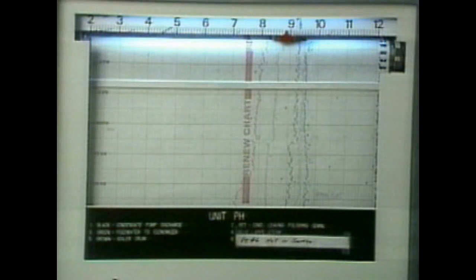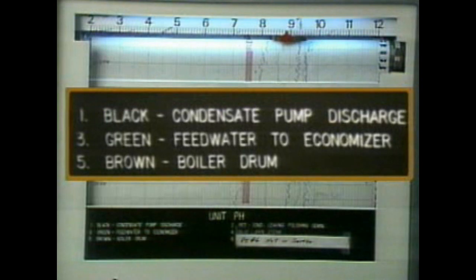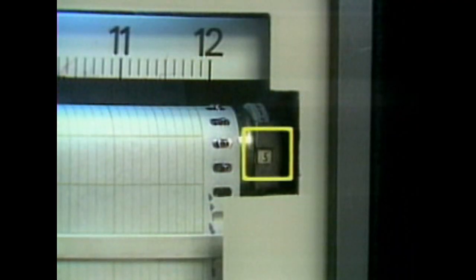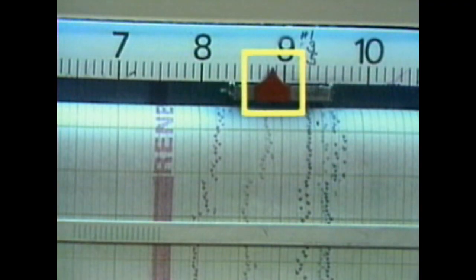On some other recorders, numbers as well as colors are used to represent the different variables being recorded. The key on the front of the recorder identifies which colors and numbers are assigned to which variables. You can read the chart by color, or when the number of the variable you want to know about appears on the recorder, you can read the value that is then being indicated on the scale. The scale indicates the values of the process variables that are being recorded.